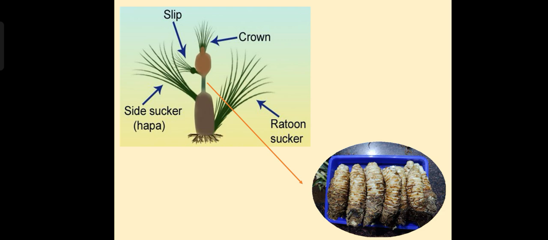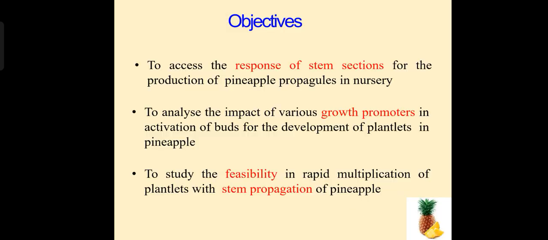But the non-conventional method like stem sectioning, which produces more number of plantlets from a single stem section, is used in this study. The objectives of this study are to assess the response of stem sections for the production of pineapple propagules in the nursery, to analyze the impact of various growth promoters in activation of buds for the development of plantlets in pineapple, and to study the feasibility in rapid multiplication of plantlets with the stem propagation of pineapple.